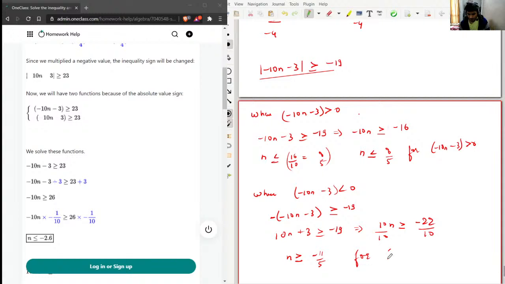This is for minus 10n minus 3 less than 0.